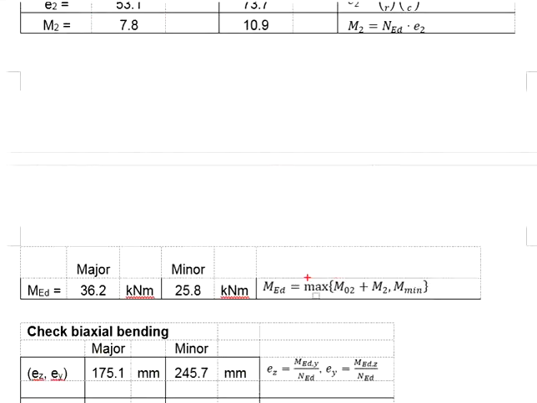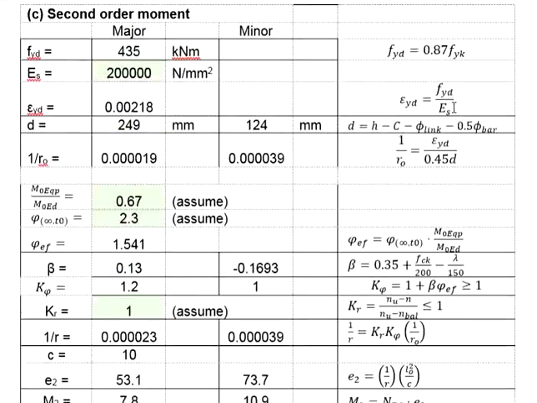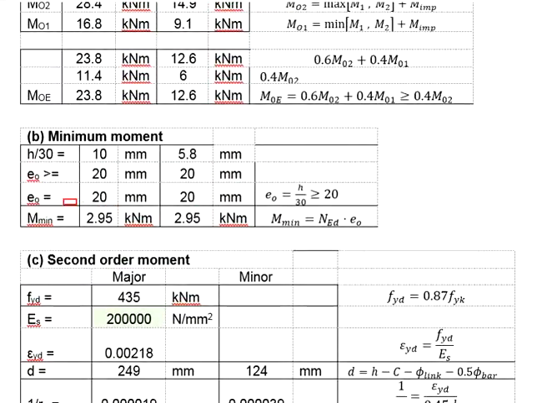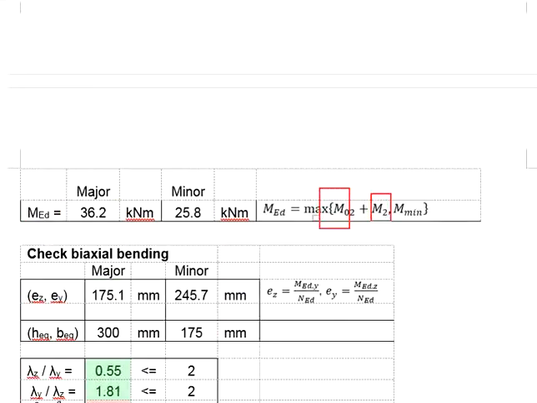And then if you observe the MED here, the calculation of the MED is on the basis of the two components here. From the calculation step, M min is only 2.95, whereas M2 plus M02 will give you this MED.